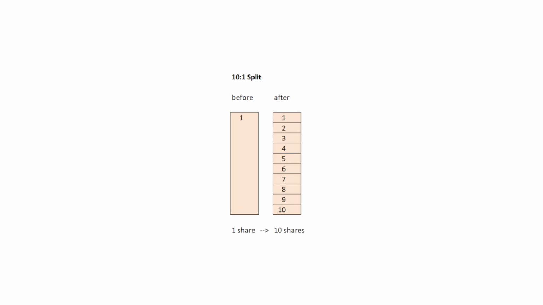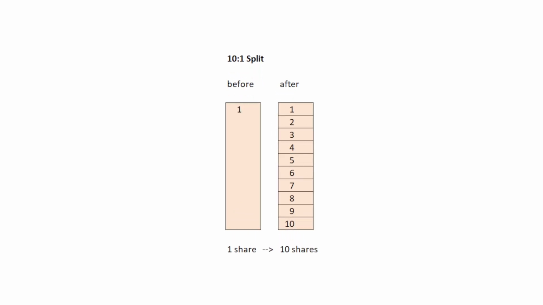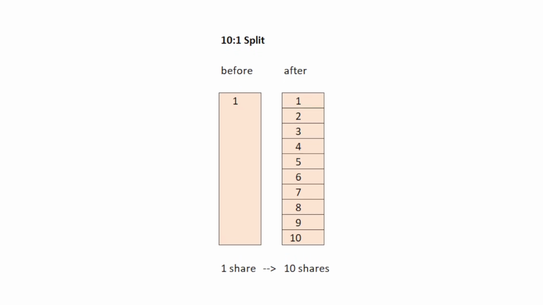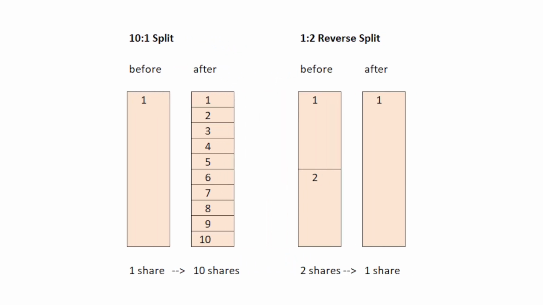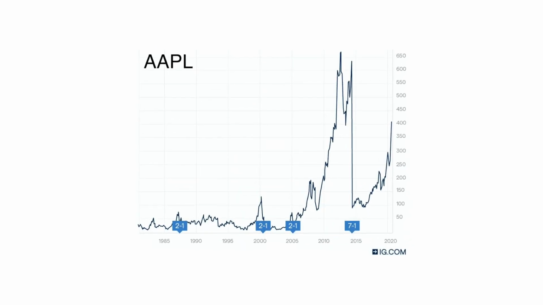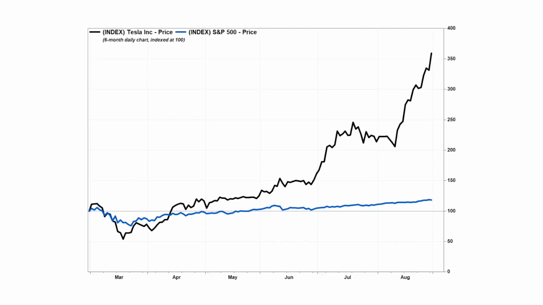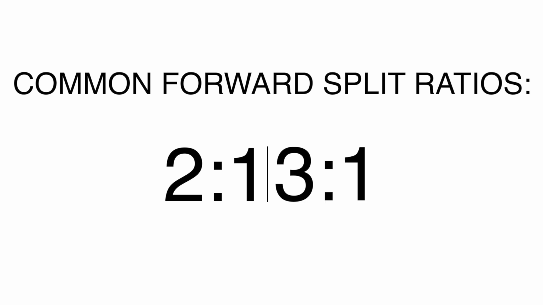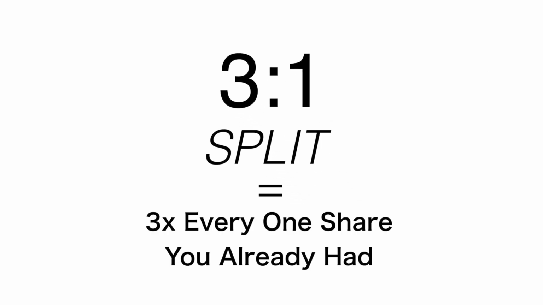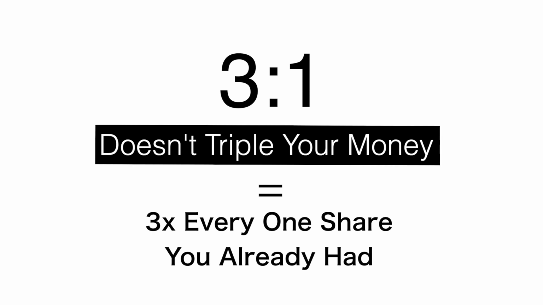a stock split, which is when a company divides or multiplies the shares of its stock into new shares. A reverse stock split is when a company divides their shares. A traditional stock split, also known as a forward stock split, which is what Apple and Tesla just recently did, is when they multiply their shares. Some common forward split ratios are 2-for-1 or 3-for-1. For a 3-for-1 split, you will have 3 shares for every 1 share you held pre-split. However, the split won't triple your money.